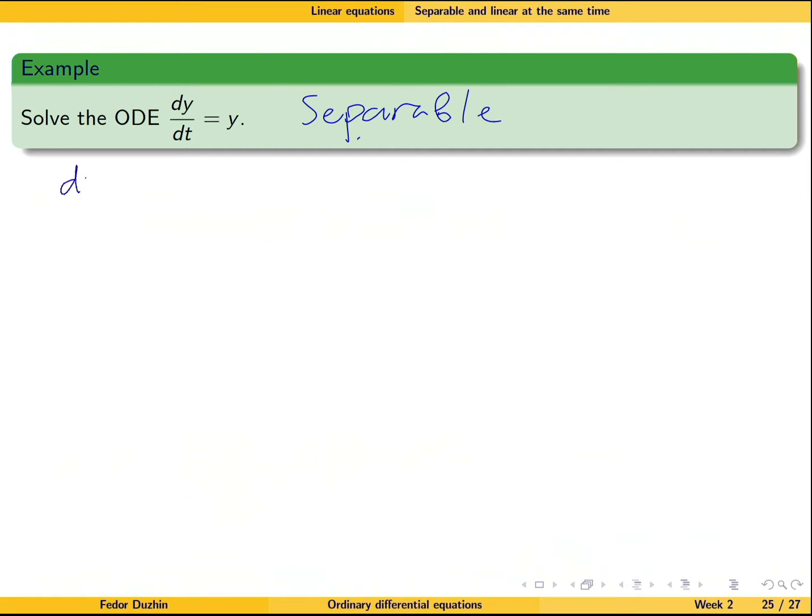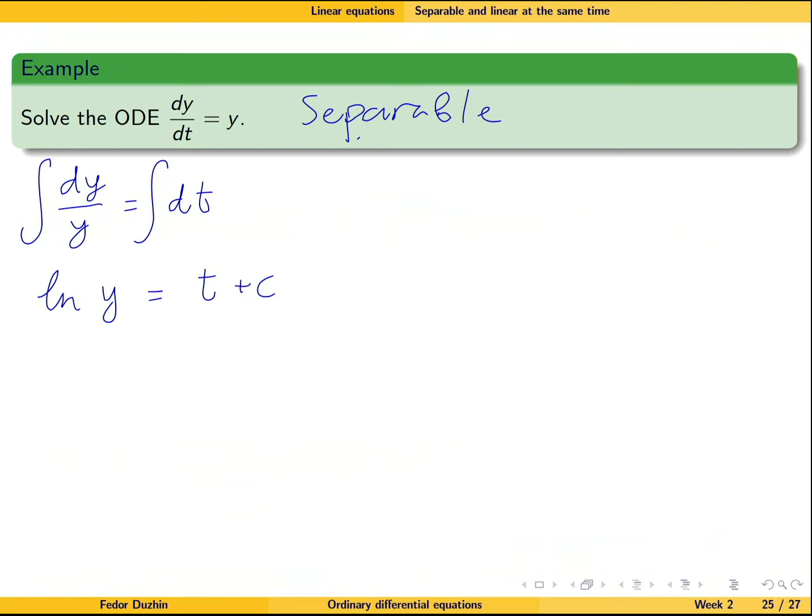Then we are going to get dy over y equals dt. Then we integrate. Well, and then the antiderivative of 1 over y is ln y equals the antiderivative of 1 is t plus constant. But it's not exactly true. So the antiderivative of 1 over y is ln y only if y is positive. But y may be negative, right?